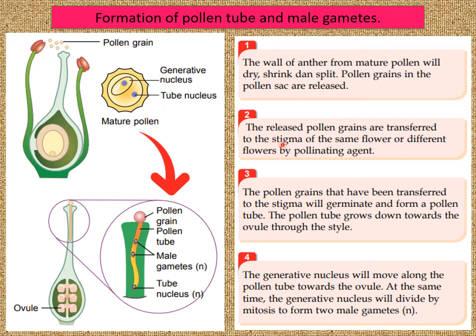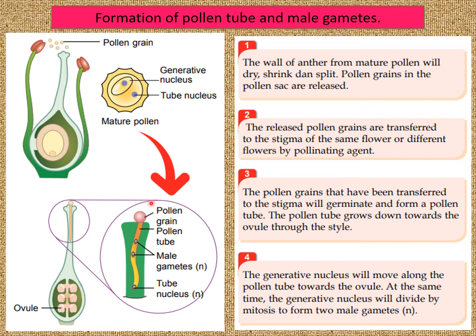And number 2, the released pollen grains are transferred to the stigma of the same flower or a different flower by pollinating agents. Number 3, the pollen grains that have been transferred to the stigma will germinate and form a pollen tube. The pollen tube grows down toward the ovule through the style. Number 4, the generative nucleus will move along the pollen tube towards the ovule. At the same time, the generative nucleus will divide by mitosis to form two male gametes.